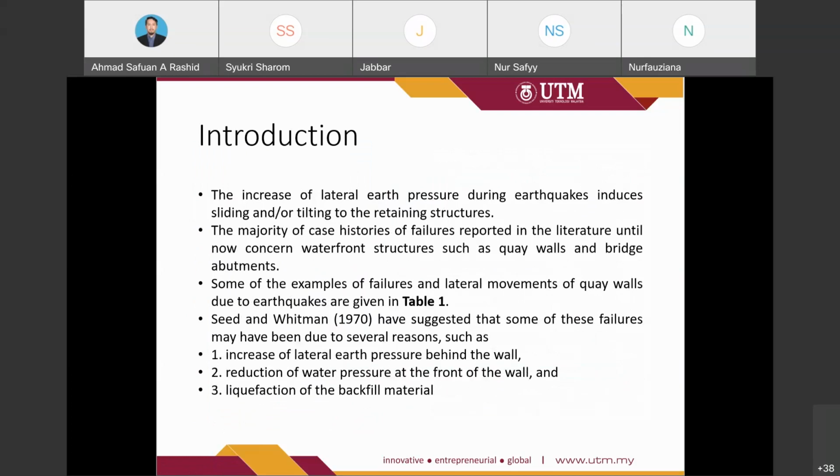Some examples of failure and lateral movement of quay walls during earthquakes are given in Table 1, as I showed previously. Seed and Whitman suggested that some of these failures may have been due to several reasons, such as the increase of lateral earth pressure behind the wall, reduction of water pressure at the front of the wall, and liquefaction of the backfill material. This is what has been observed by Seed and Whitman due to earthquake events.